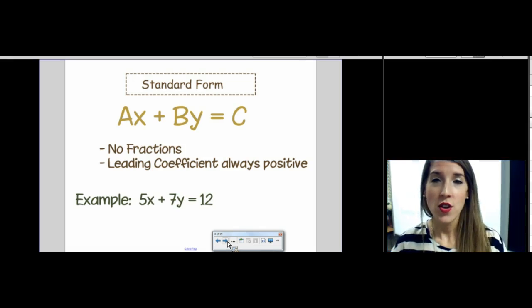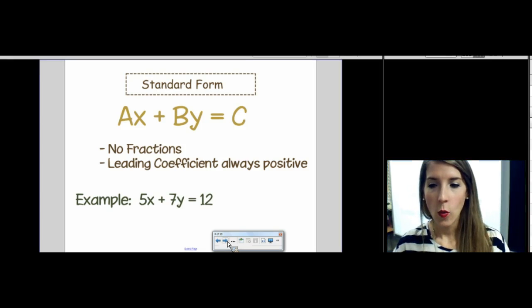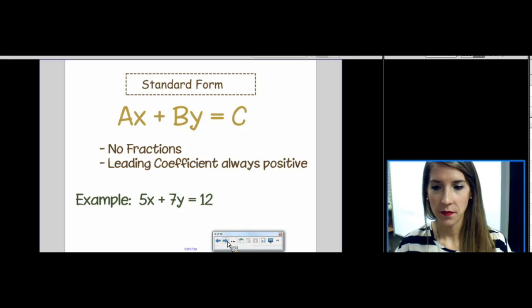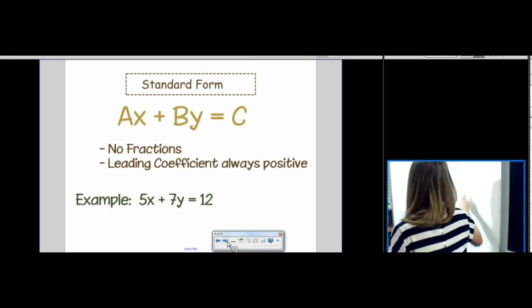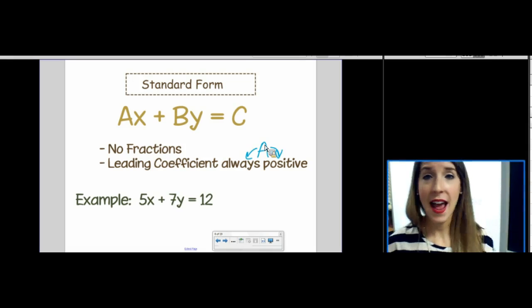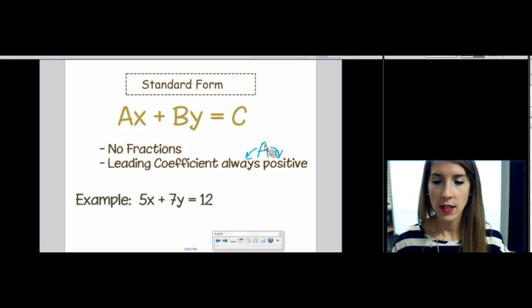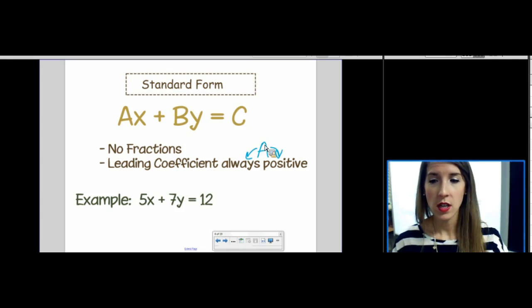Write down the rules. No fractions allowed. And the leading coefficient has to always be positive. What's the name of the leading coefficient? Out of all those letters, what is the leading coefficient in this form? Leading. Good. A. So A has to always be positive. B can be negative. C can be negative. Those are fine. But A is the leading coefficient. It's the beginning. It's the first one. And so it needs to always be positive. Those are the 2 rules to standard form.